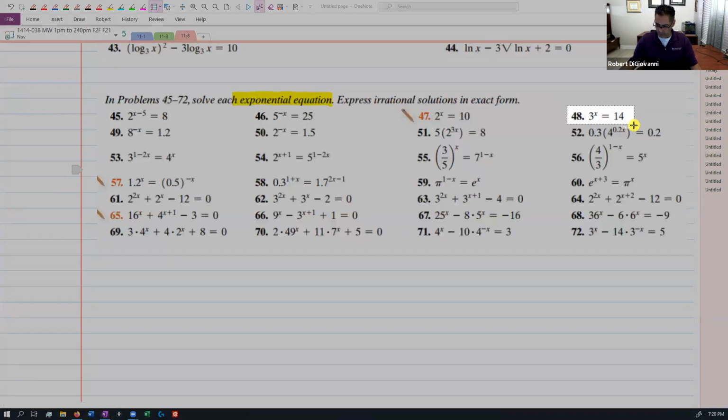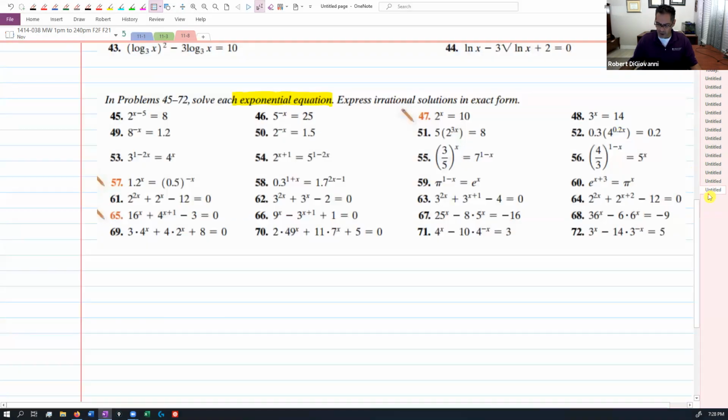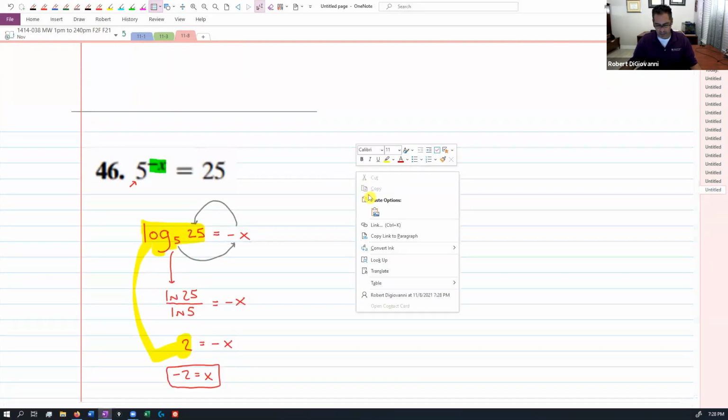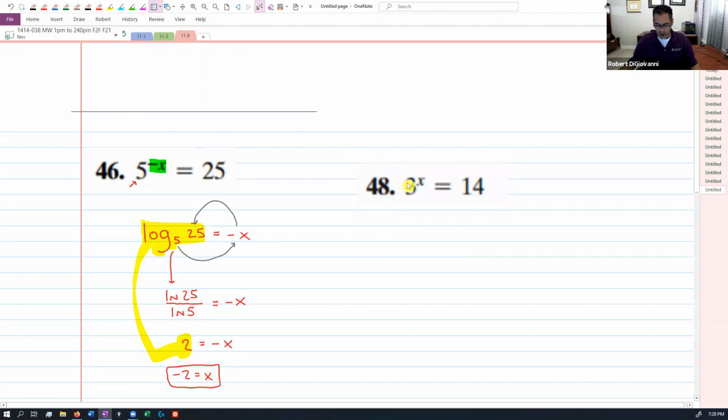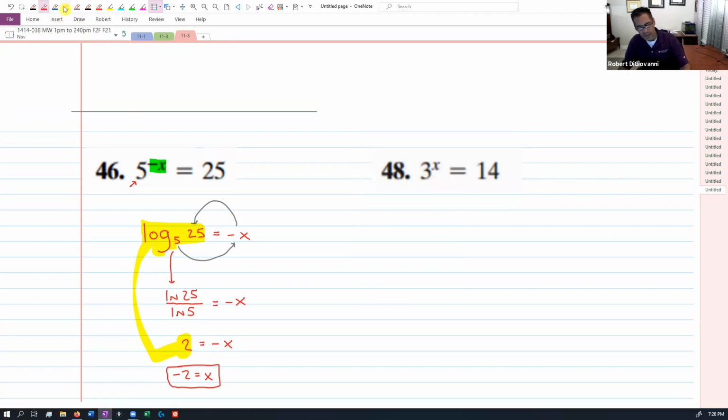48. Pretty much the same thing here, nothing crazy. We've got something raised to the x equals 14. So right away, I can take this to a log. I can go log base 3 equals, well, what am I raising the 3 to? x. So I'll put x over here, and the other side of the equation is 14.